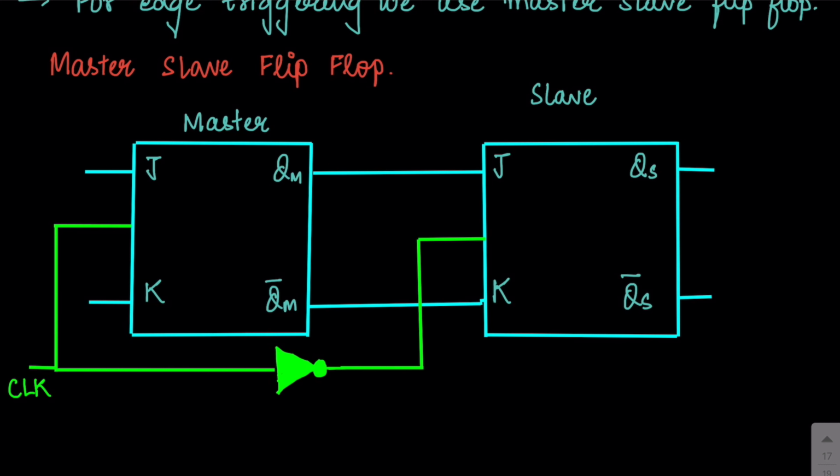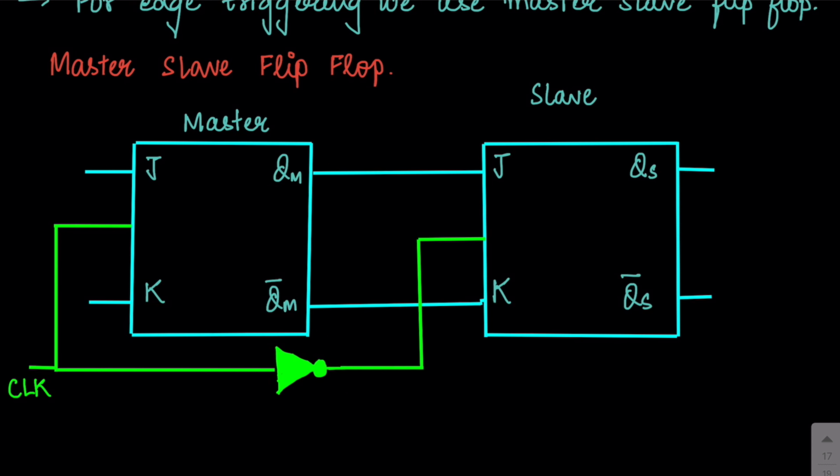So let's get started. In the master-slave configuration, we actually have two level triggered flip-flops, for instance the JK flip-flop. One is the master and the other one is the slave. The internal architecture of both is the same as what we have learned in the latches video, but the difference is that the master receives the main clock and the slave receives the inverted clock. So we have a NOT gate in between the master and the slave.